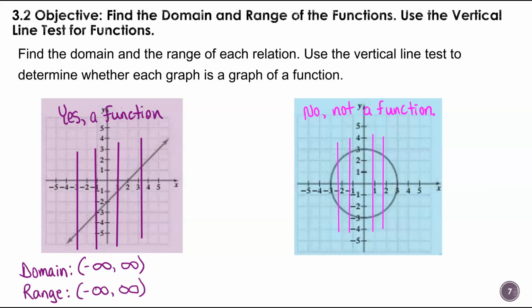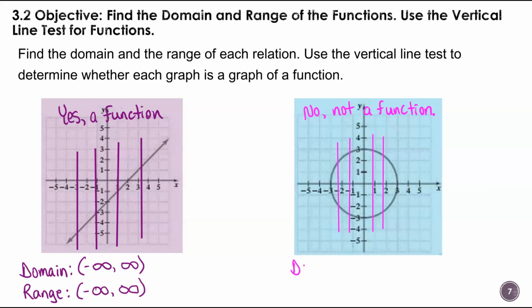You could say that there's more than one output for some of my inputs. You know, like if I named the ordered pairs at 0, right? There's a 0, 3, and there's a 0, negative 3. Therefore, the x's repeat. And so it's not a function. I've tried to give you a few reasons why it's not.